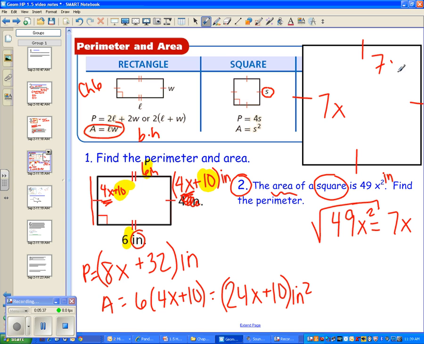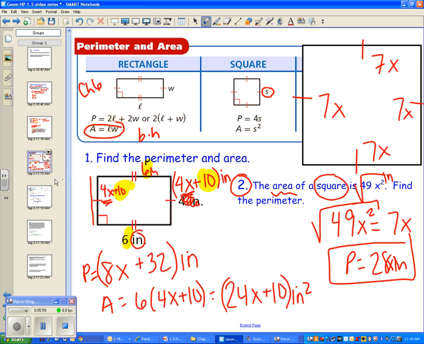And if you work backwards, what is x times x? And some of you guys are going to say 2x, which is wrong. x times x is x squared. So now that we've square rooted this answer, you have 7x and 7x. So we know all the sides are going to be 7x. To find the perimeter, all you have to do is add it up. So the perimeter should be 28x inches.